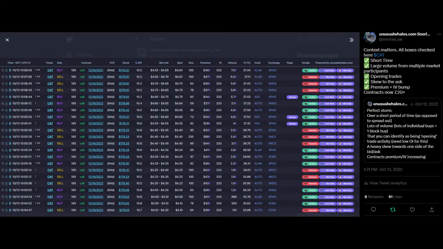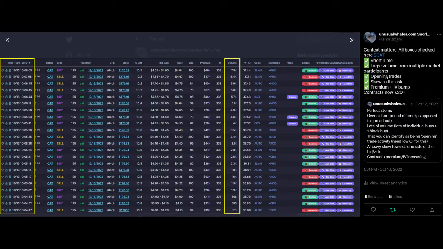Take a look at this CAD flow from October. This is a really good example of buyers in action. At no point in this flow data are we spoon-fed that opening options activity is occurring, but a trained eye can make a very educated deduction. Several elements are at play here, as outlined in this tweet.